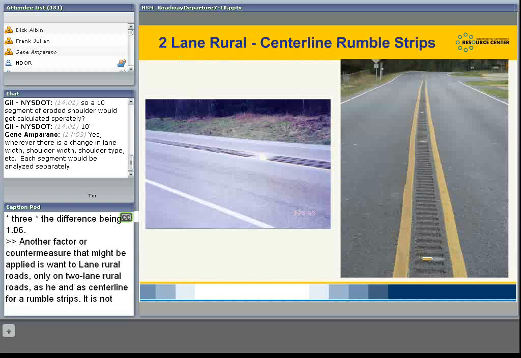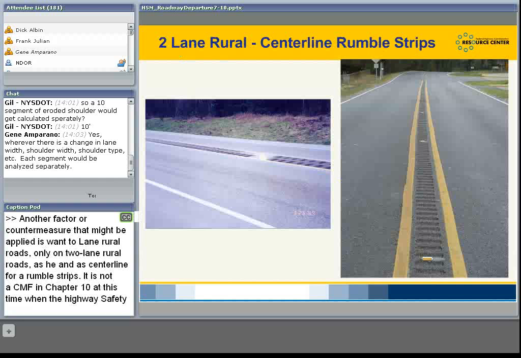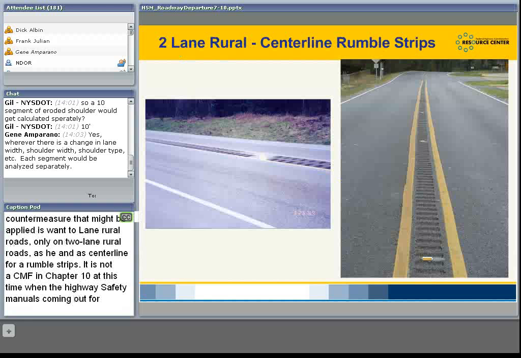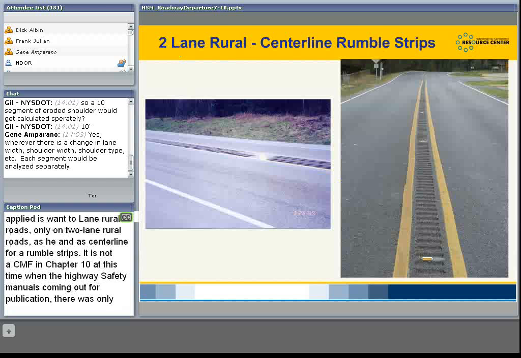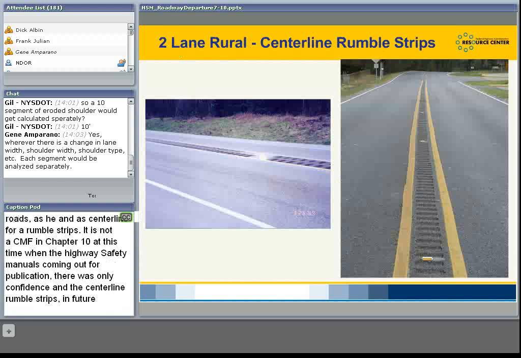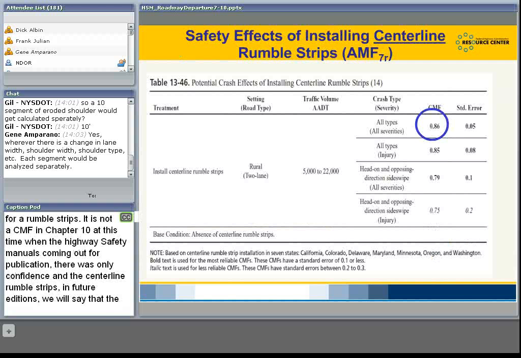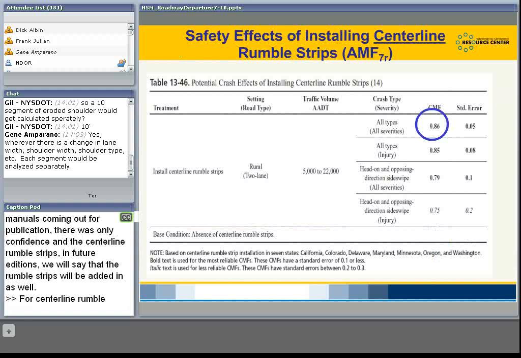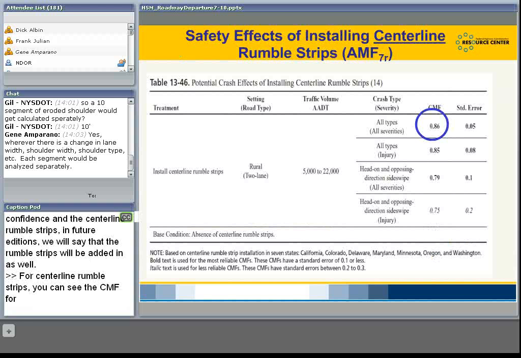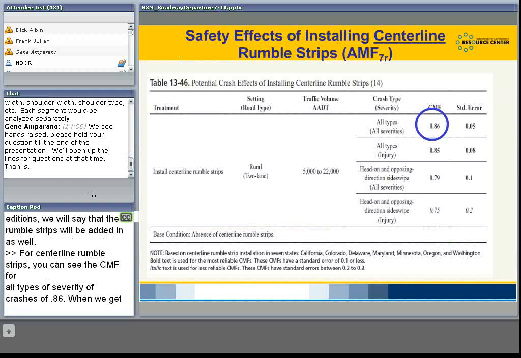Another countermeasure that might be applied on 2-lane rural roads is a CMF for centerline rumble strips. There isn't a CMF in Chapter 10 for shoulder rumble strips at this time. When the Highway Safety Manual was coming up for publication, there was only confidence in the centerline rumble strip at that point. In future editions, we think that we will see the shoulder rumble strips added in as well.